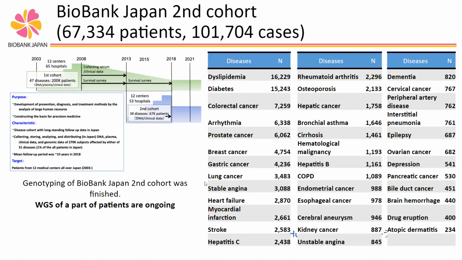And at the beginning, I explained that BBJ was composed of two different sets. The genotyping of the second cohort, consisting of 67,000 patients, was just finished and distributed to Japanese researchers and enterprises. And also, a part of them, around 6,000, were also whole genome sequenced for further research now.